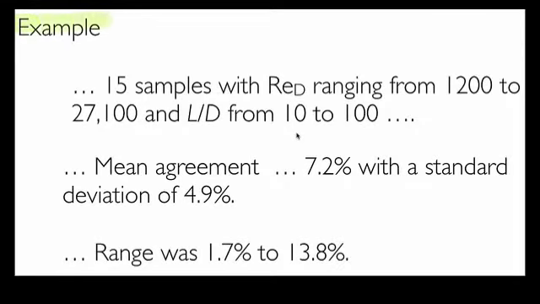Here's an example of how you might have applied statistics. We measured 15 samples. Our mean agreement between the math model and the experiment was 7.2%. We had a standard deviation of 4.9%, and our range was 1.7% to 13.8%. So you're doing two things here. Number one, you're describing the central tendency, and number two, you're describing the dispersion of data. And you want to put these kind of statistics in your conclusions and at the end of your abstract.